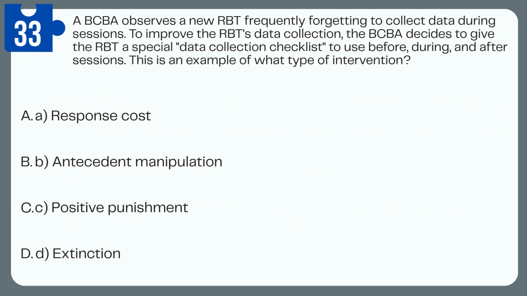Question 33. A BCBA observes a new RBT frequently forgetting to collect data during sessions. To improve the RBT's data collection, the BCBA decides to give the RBT a special data collection checklist to use before, during, and after sessions. This is an example of what type of intervention? A. Response cost. B. Antecedent manipulation. C. Positive punishment. D. Extinction.